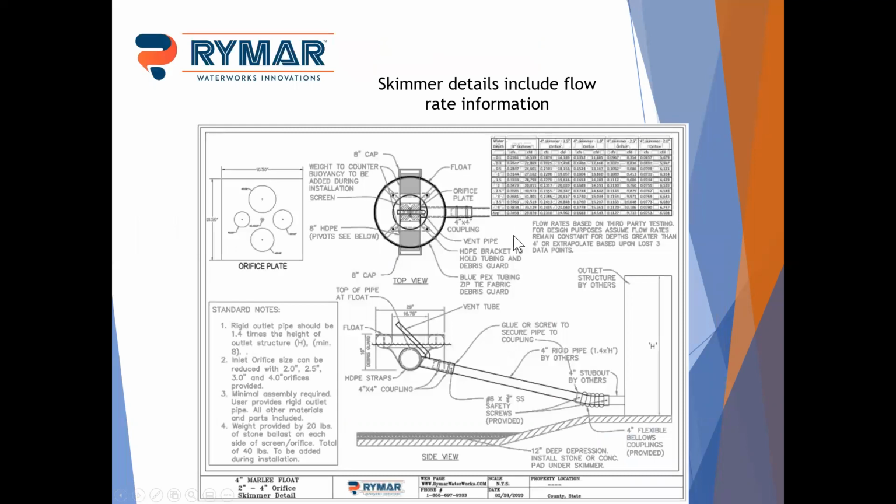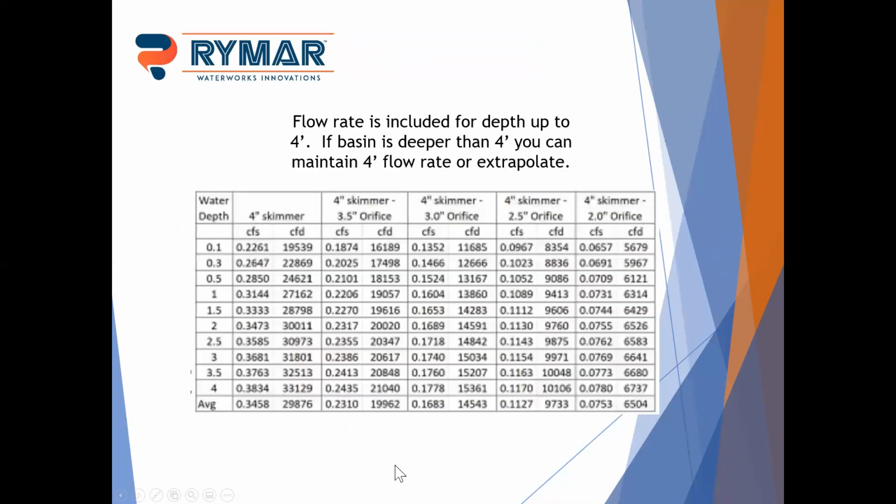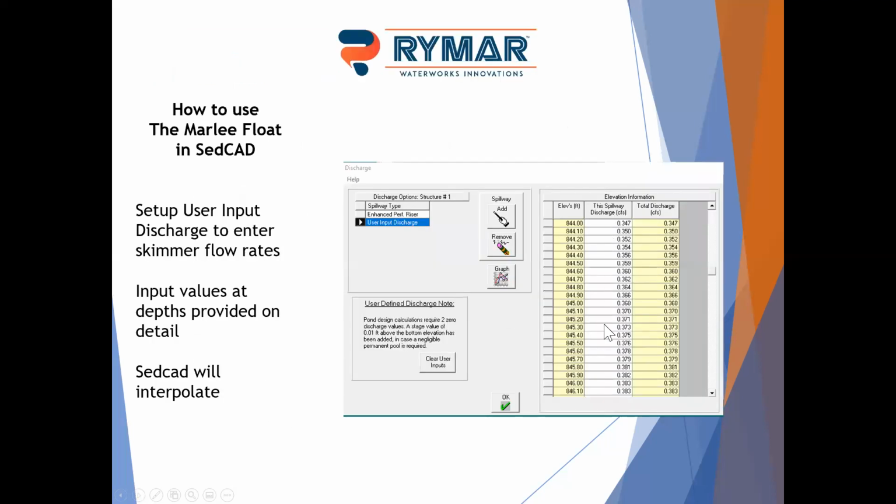So if you look at our detail, and let's say you want to try a particular skimmer, you'll plug in the flow rate off of this table, and this little clearer version of the table. Our skimmer has the standard 4-inch skimmer with no orifice, or 3.5, 3, 2.5, or 2-inch orifice that it can provide. We provide the third-party tested, verified flow rate at 0.1, 0.3, 0.5, and then every half foot up to 4 feet. So you just take the numbers off the table and plug them in here in your spillway discharge. And again, SedCAD will calculate in between.